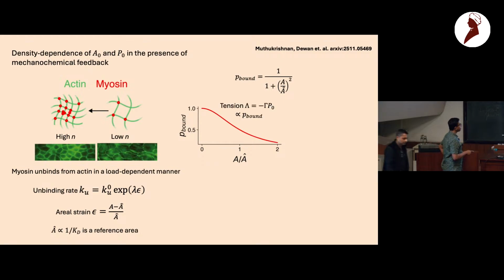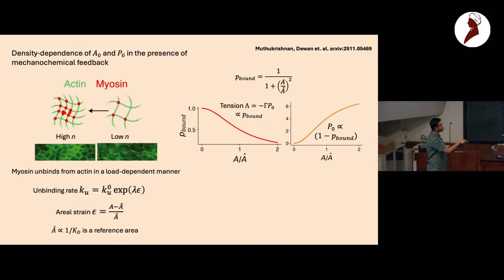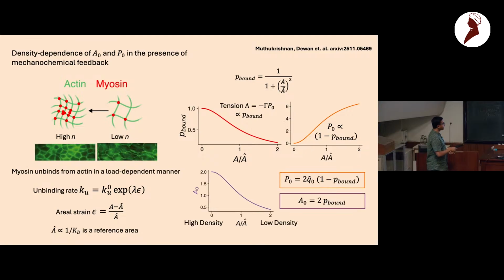What we know from the vertex model is that the line tension lambda is equal to minus gamma times P naught, and it should be proportional to the bound fraction of myosin. So that tells us immediately that P naught should be proportional to 1 minus P bound, so P naught should increase as the area is increasing. Similarly, with a slightly more complicated argument, you can show that A naught should be proportional to P bound. If you take these two together, we have a constitutive relation which tells you that P naught should increase with increasing area and A naught should decrease with increasing area.